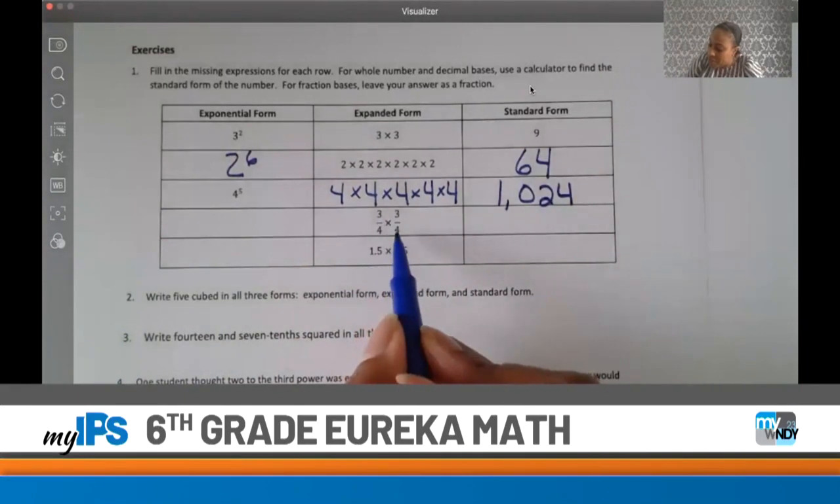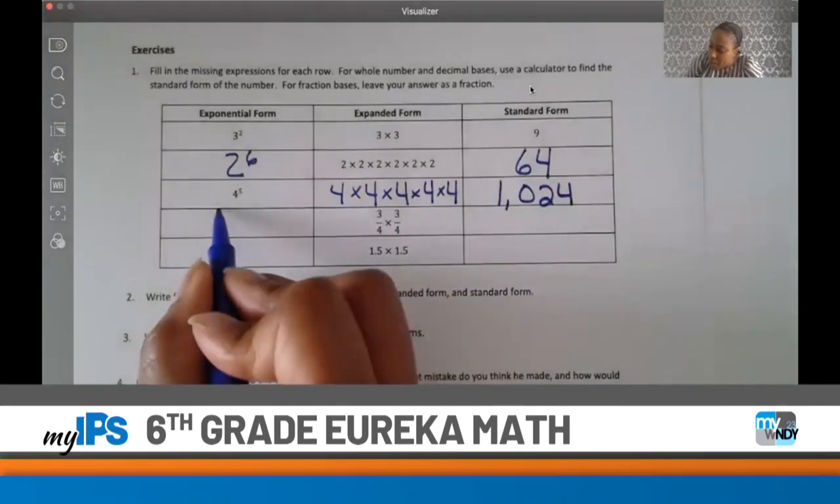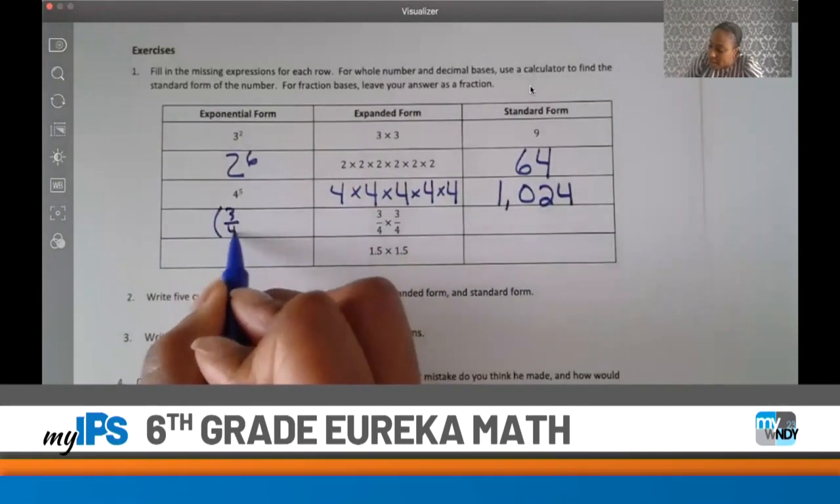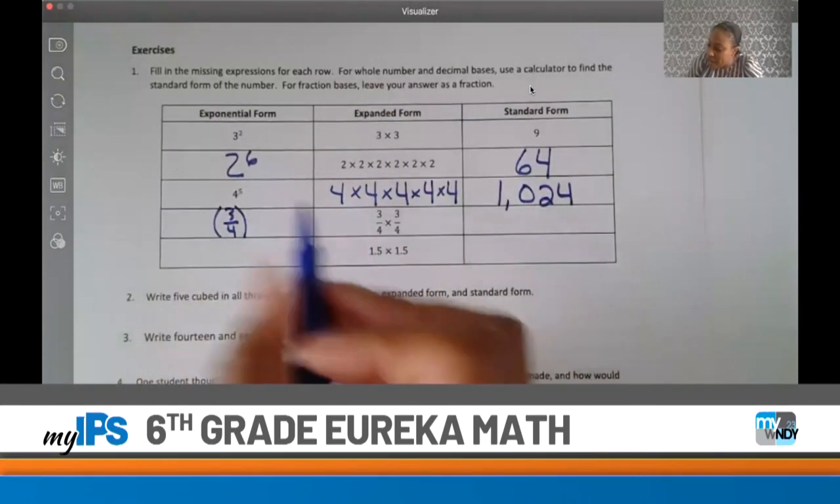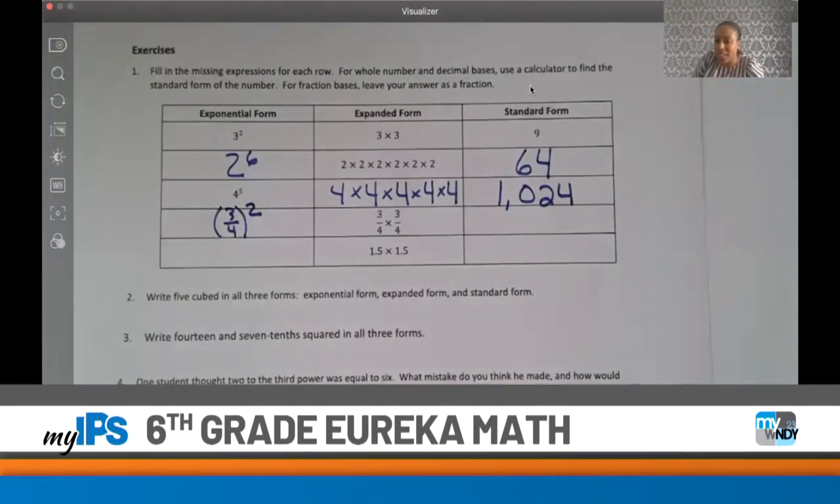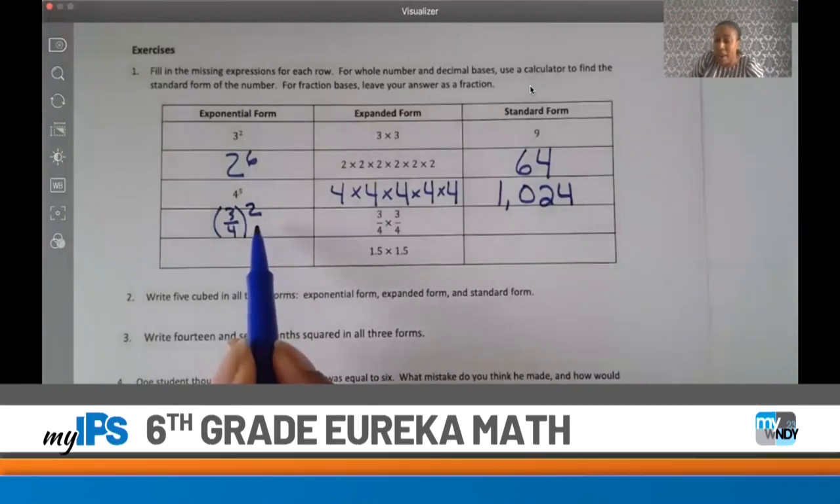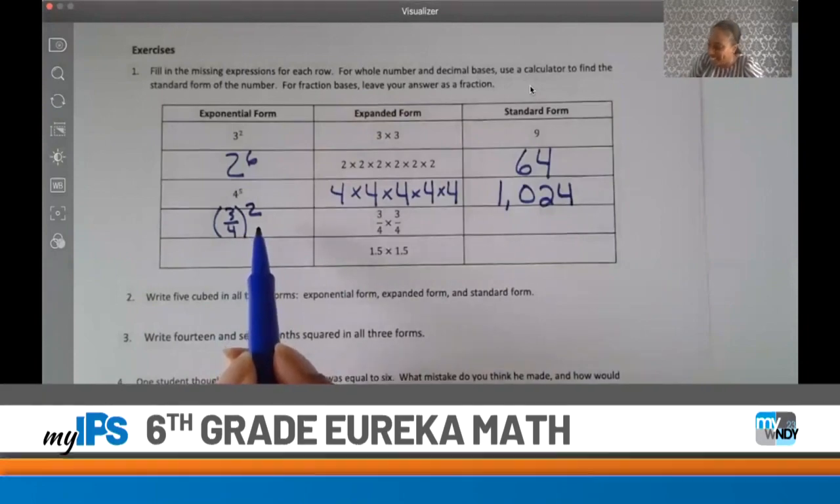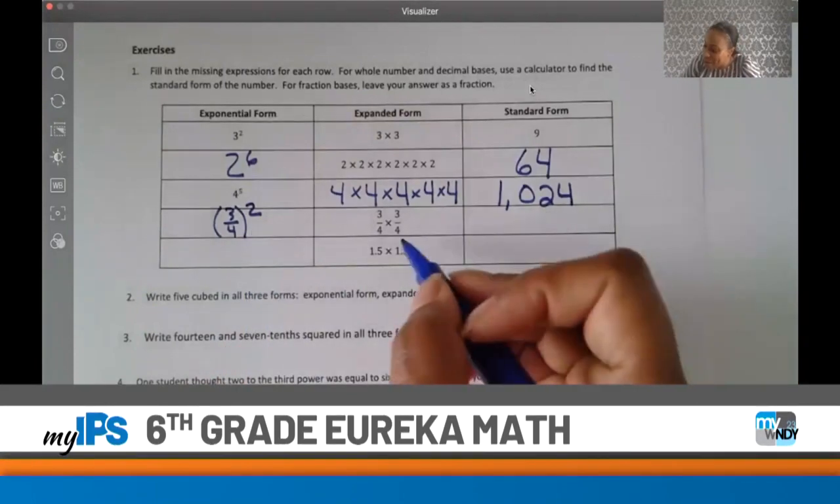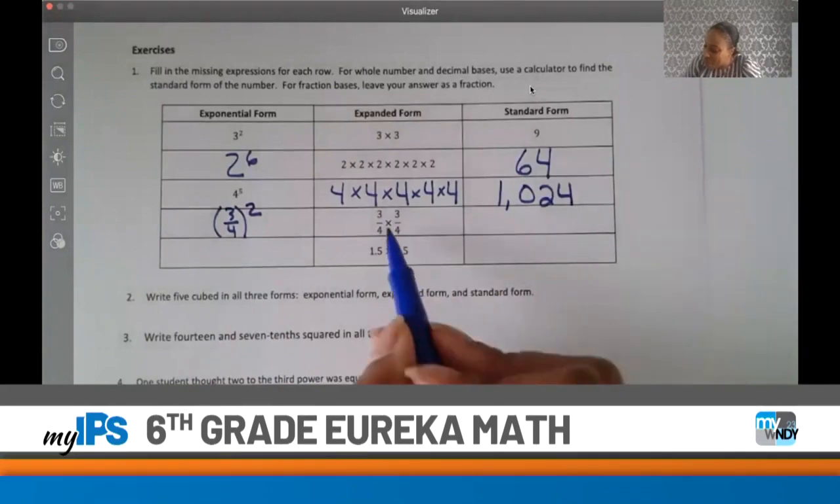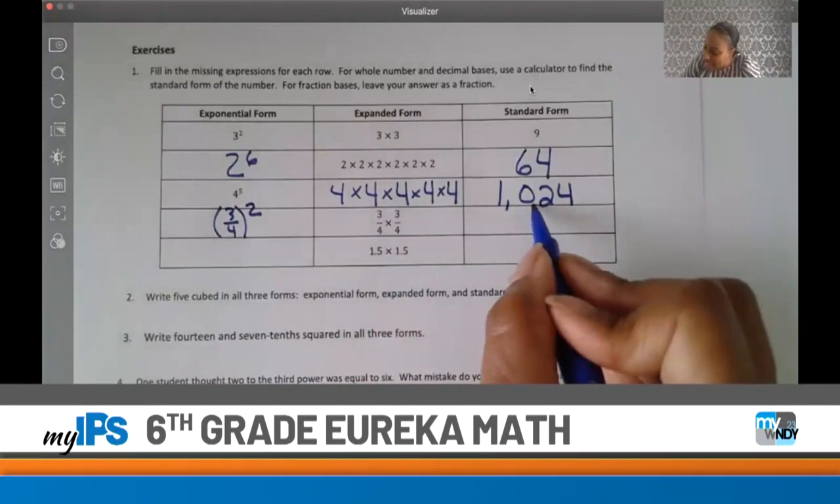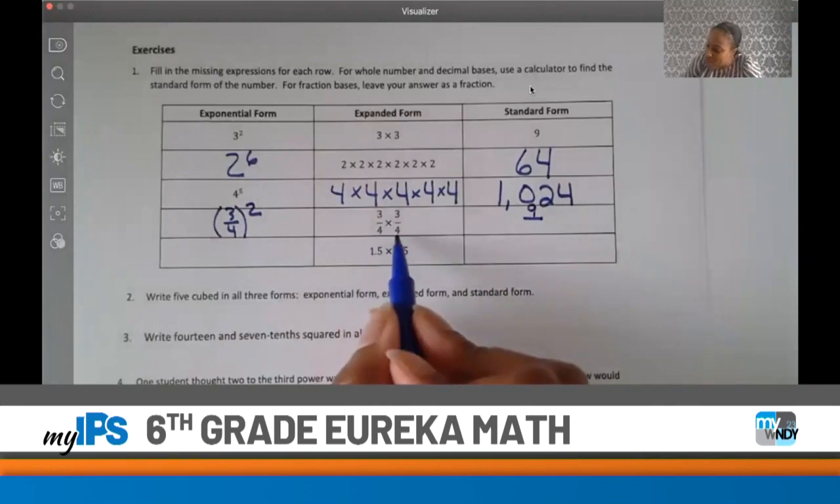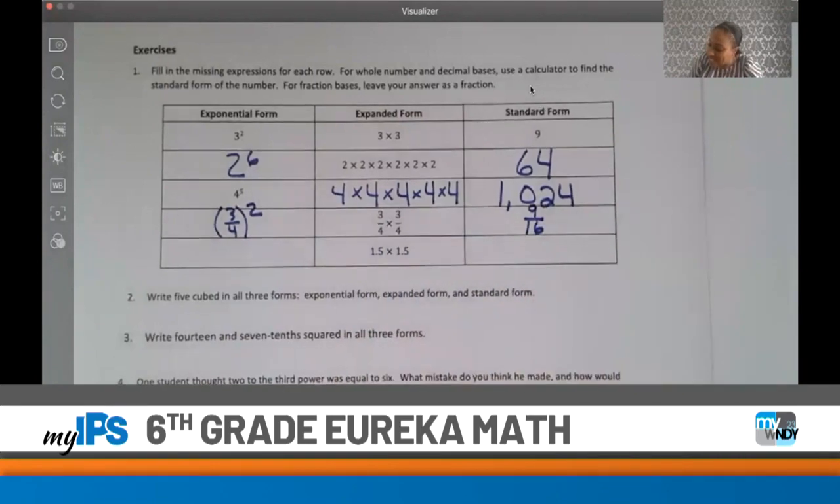3/4 times 3/4. Well, I'm going to write 3/4 as my base, and since it's written twice, I'm going to use 2 as my exponent. Remember that this is 3/4 to the 2nd power, or I can use a special name of 3/4 squared. Now I'm going to write this in standard form. 3 times 3 is 9, and 4 times 4 is 16.